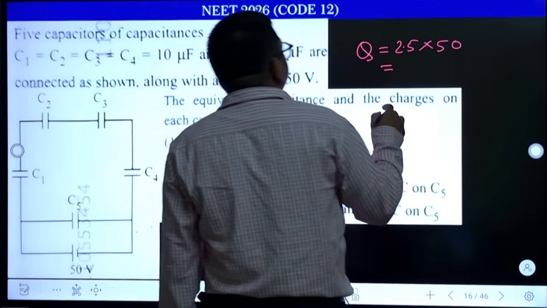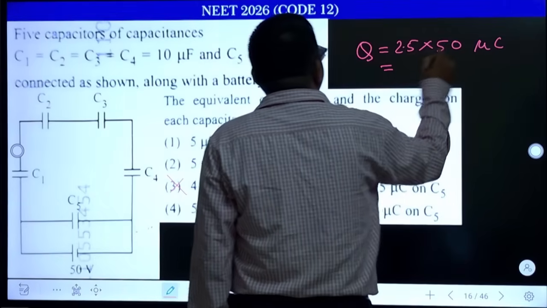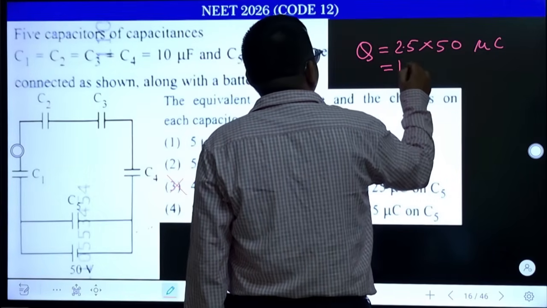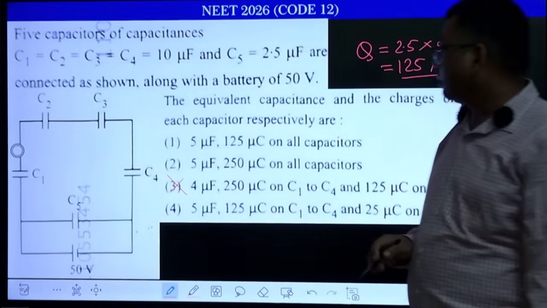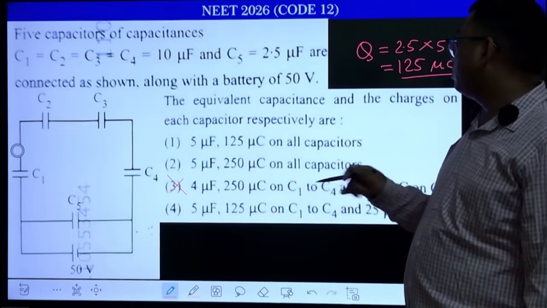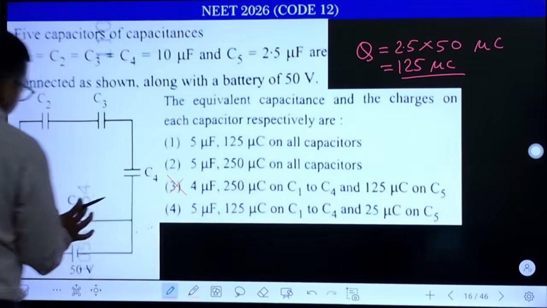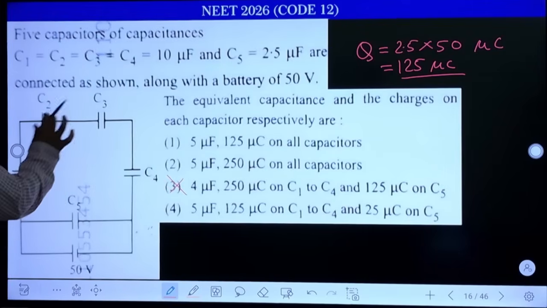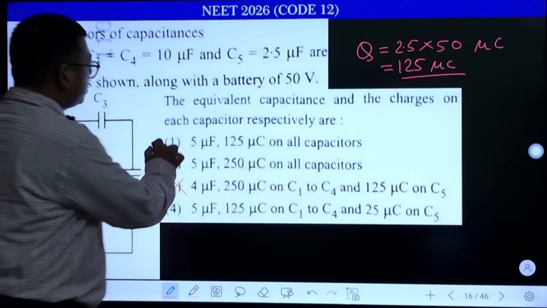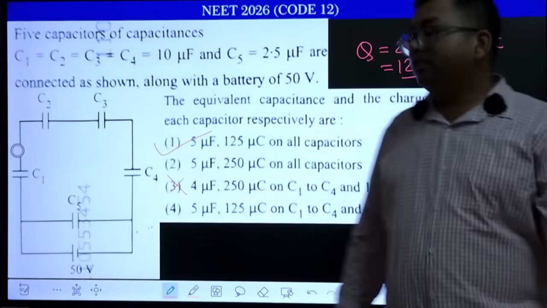So how much is this going to come? Calculate this. This is microcoulomb, remember that. 10 will get cancelled. This is 125, so 125 microcoulomb will be there. And is the same 125 microcoulomb going to be here also? Yes, because on this 125 will be there, and the upper equivalent is 125, which is the same. So everywhere 125 will be there. Is that the correct answer, right? Let us move to the next.